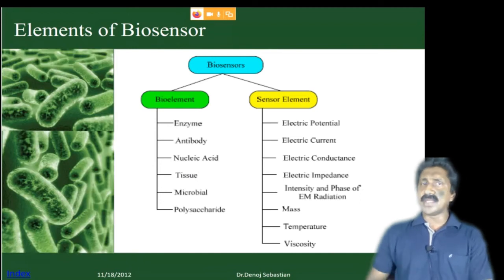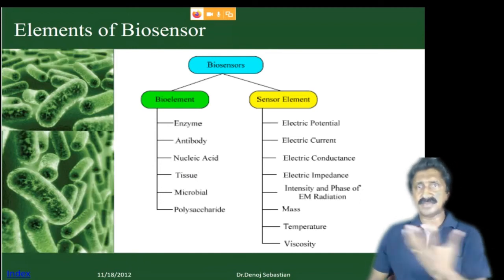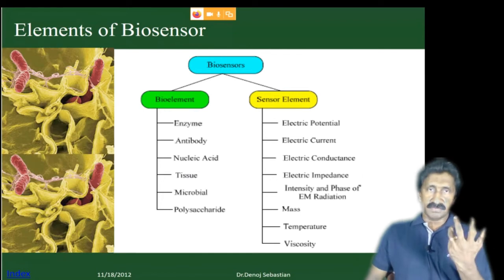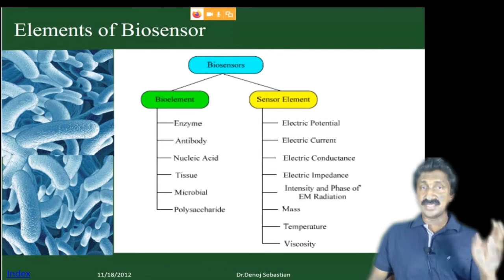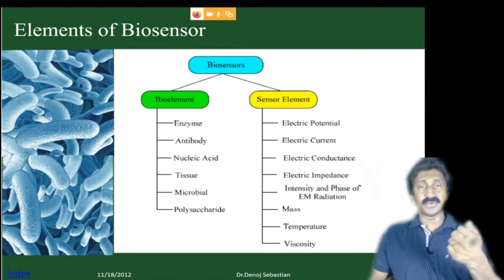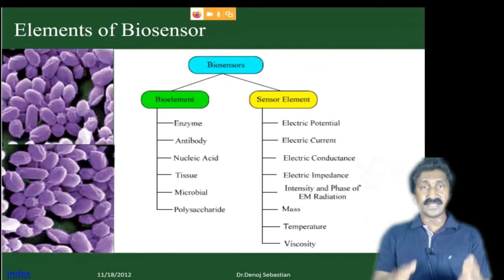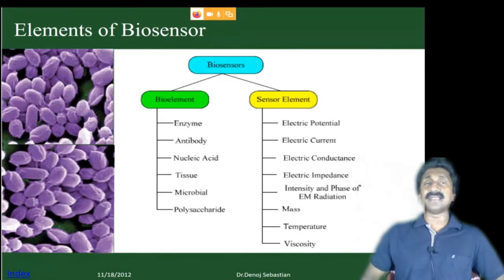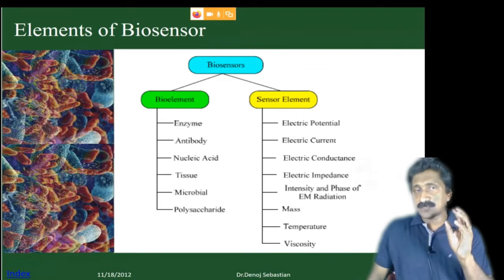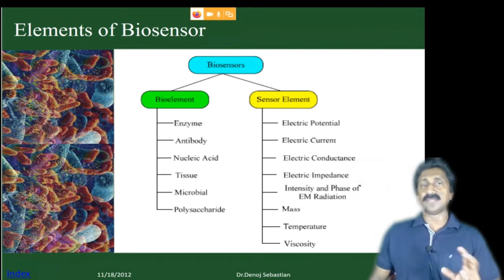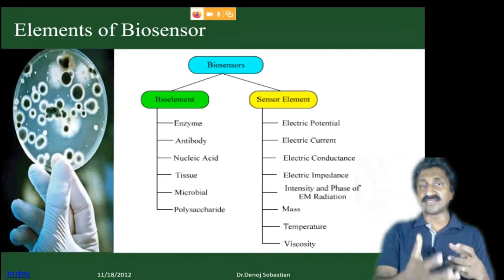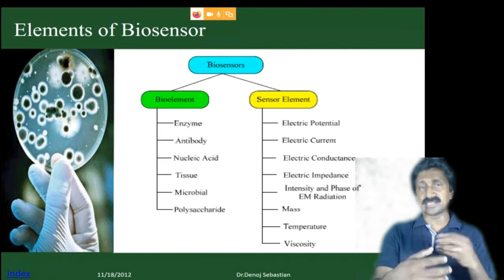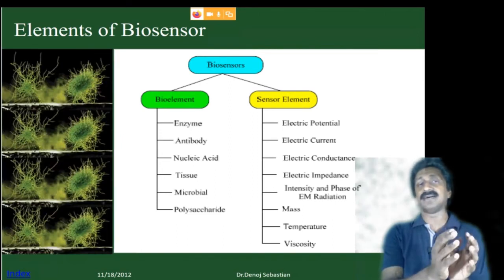Then, as I mentioned, there is a bioelement and a sensor element in the biosensor. The bioelement may be an antibody, or a nucleic acid, or a tissue, or a microbial cell, or a polysaccharide. Anything can be added as a bioelement, which will have a specific interaction with the analyte or the pollutant that you want to identify. Maybe the pollutant may stimulate an enzyme or enzymatic cascade.